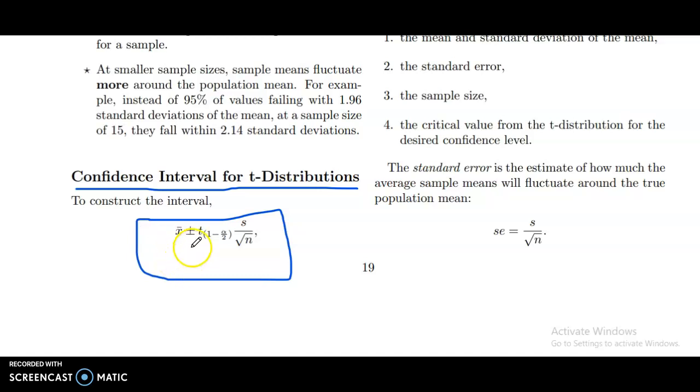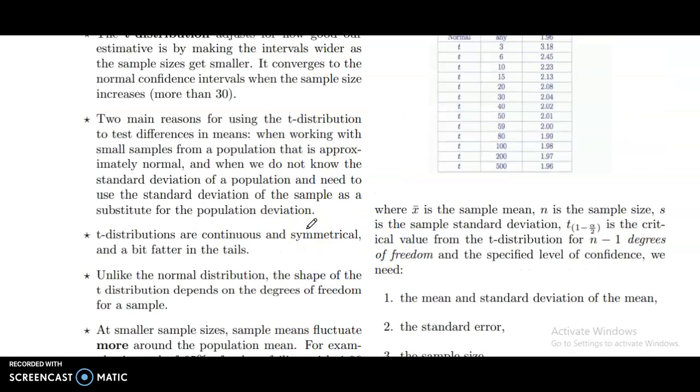x bar plus or minus t of 1 minus alpha by 2 times s divided by root n. x bar is the sample mean, n is the sample size, s is the sample standard deviation, and t of 1 minus alpha by 2 is the critical value from the t distribution for n minus 1 degrees of freedom.